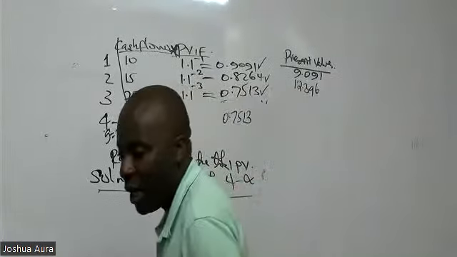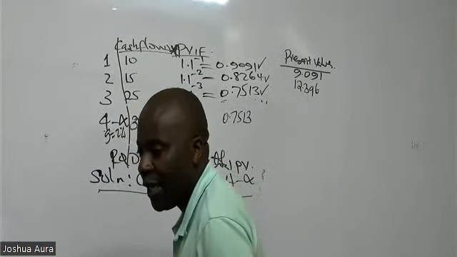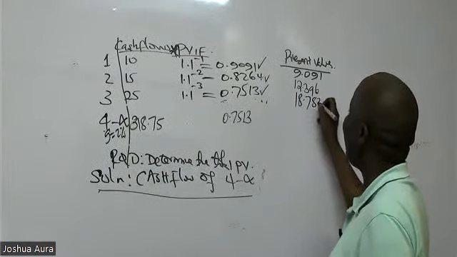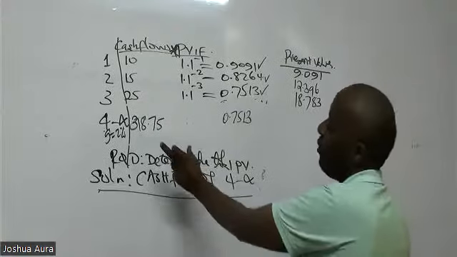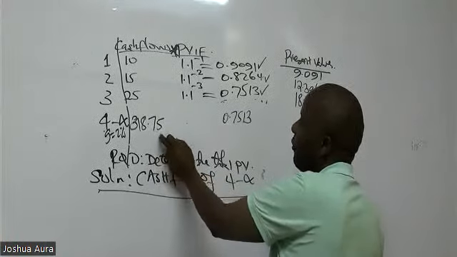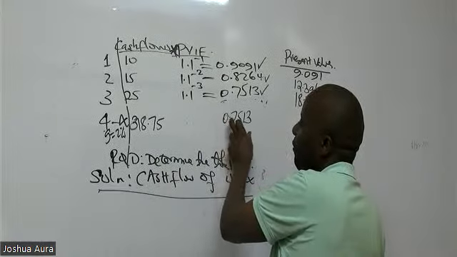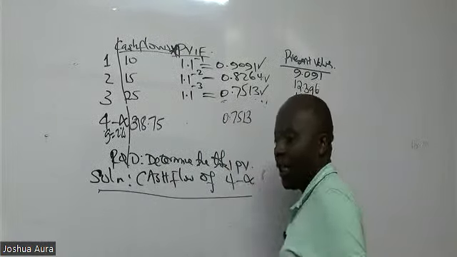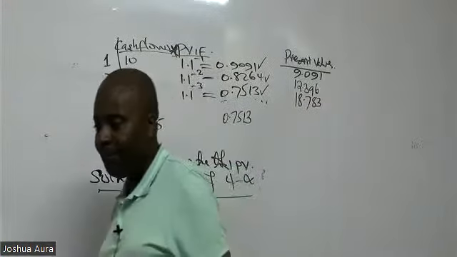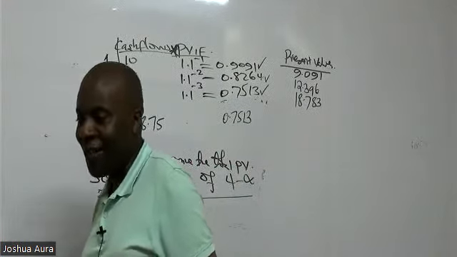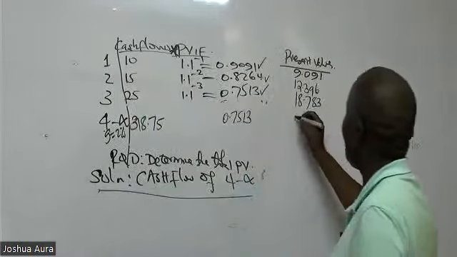And then we have year 3, which is 25 times this, so we have 18.783. And then lastly, we have this 318.75 times this 0.7513. What figure are we getting there? Somebody who can give me this figure? 239.477.